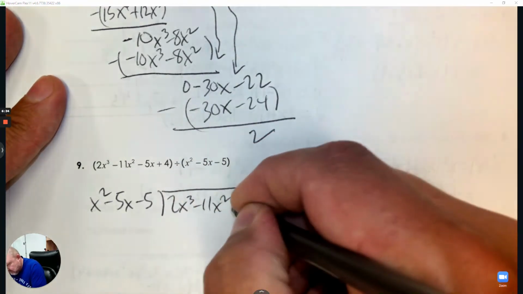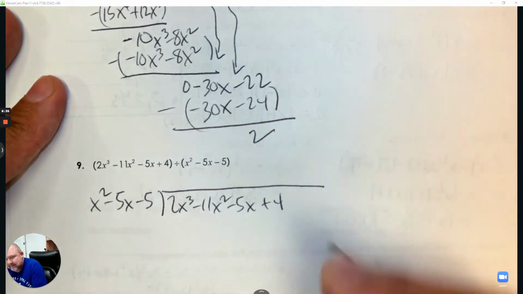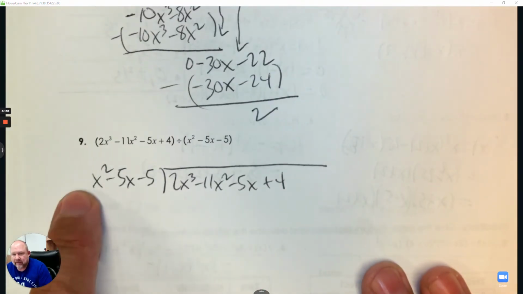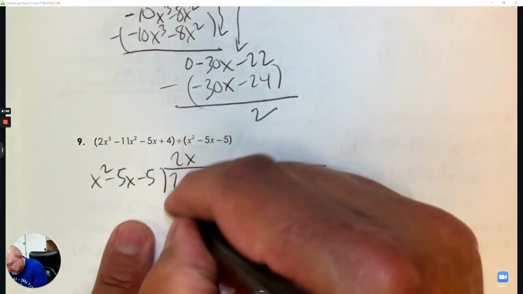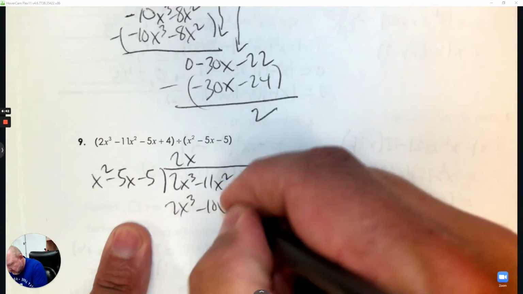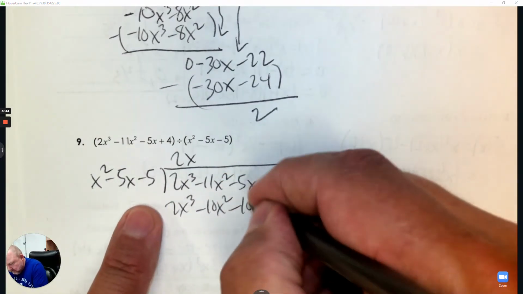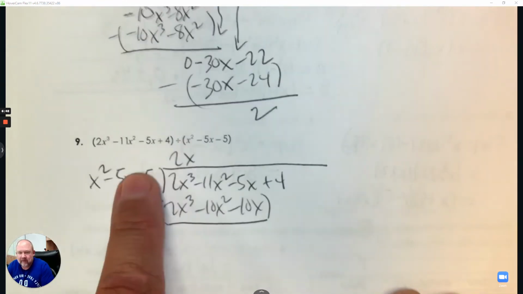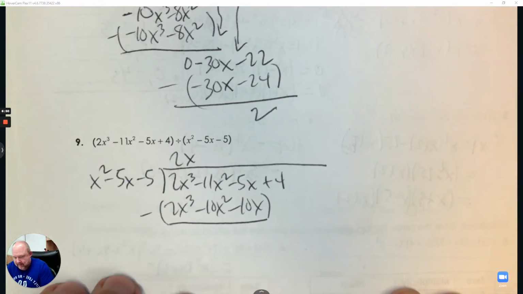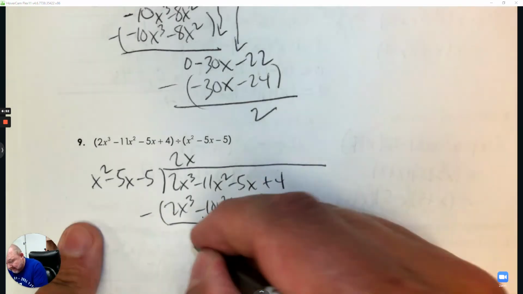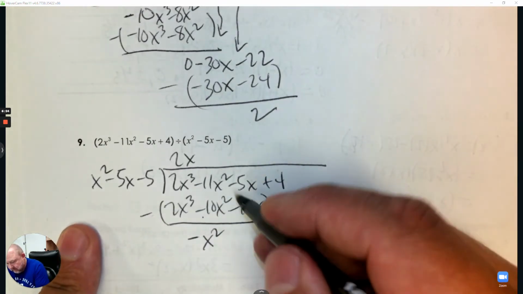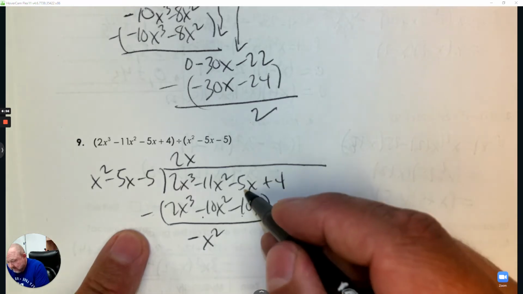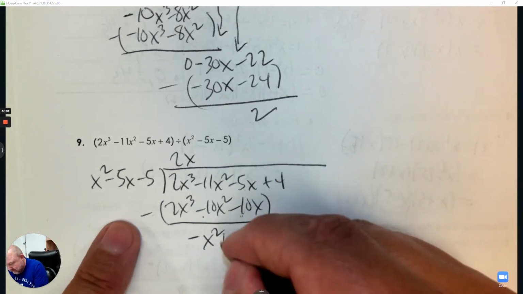Make sure there's no missing powers. All right, power term divided by power term, that's 2x. Subtract. Make sure you multiply each one and then put the answer down. So when you subtract the negative, you're adding, so you end up with negative 1x squared. Subtract a negative, that's adding. That's negative 5 plus 10.